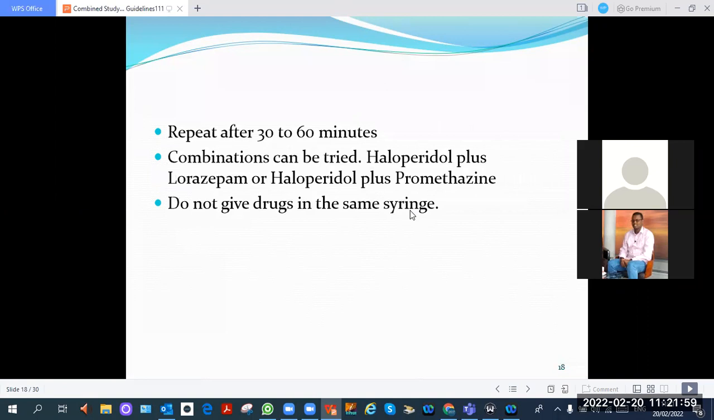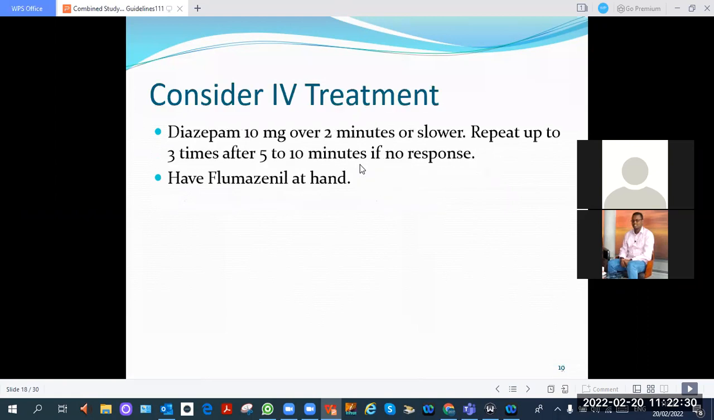And repeat it after 30 to 60 minutes. So whether it is oral or injectable, you can repeat these things after 1 hour. In oral, it is 45 to 60 minutes. In case of intramuscular, it can be 30 to 60 minutes. And combinations can be tried: haloperidol plus lorazepam, haloperidol plus promethazine, and then do not give drugs in the same syringe.